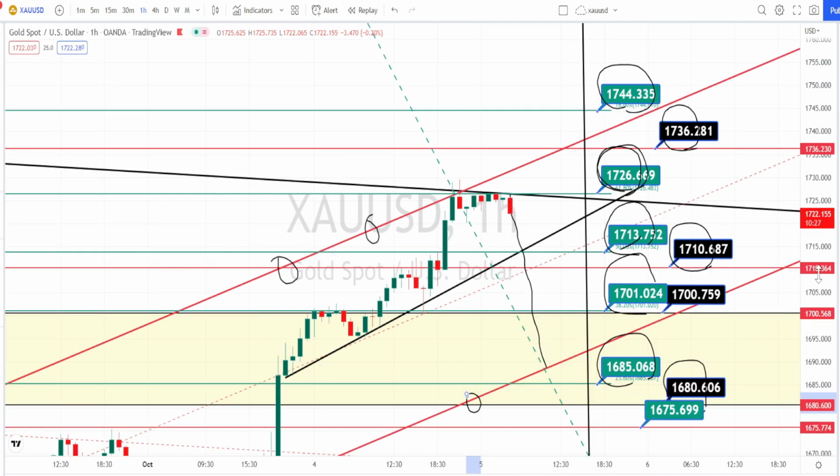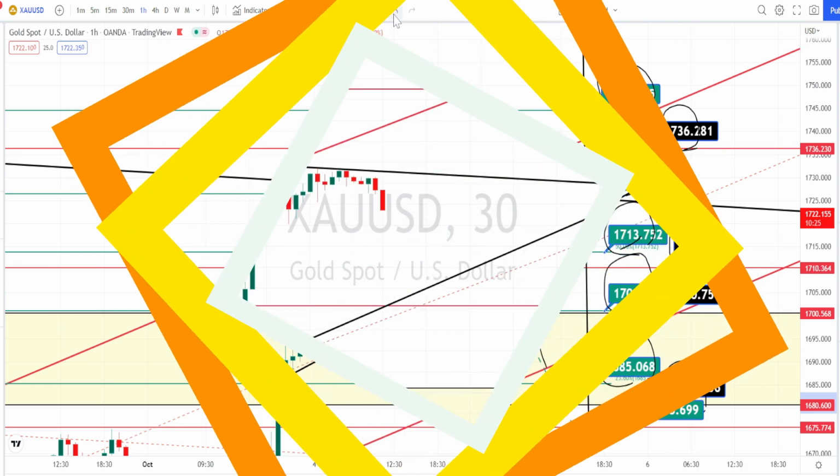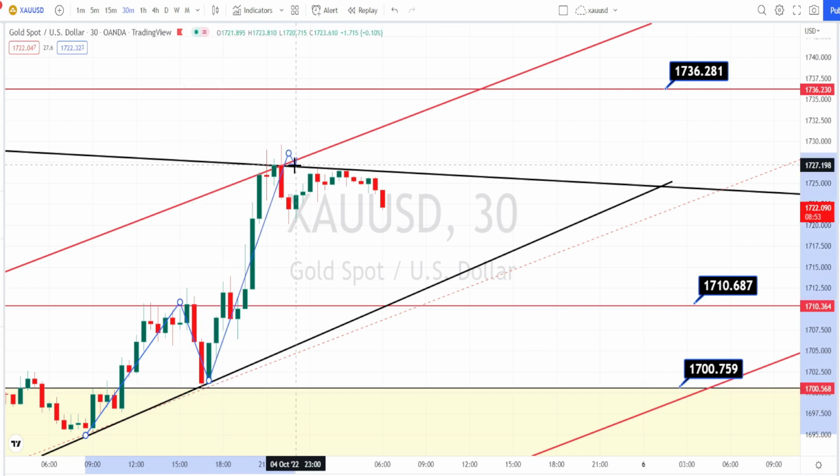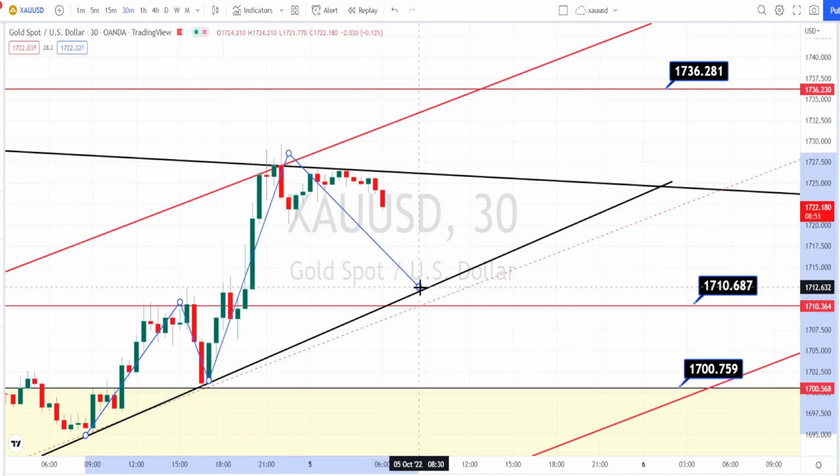Let us do the analysis in 30 minutes time frame. I am in 30 minutes time frame. When we look at the price action in 30 minutes time frame, again it is taking support on the trend line or support line from the hourly time frame, and it is trading above this support line.